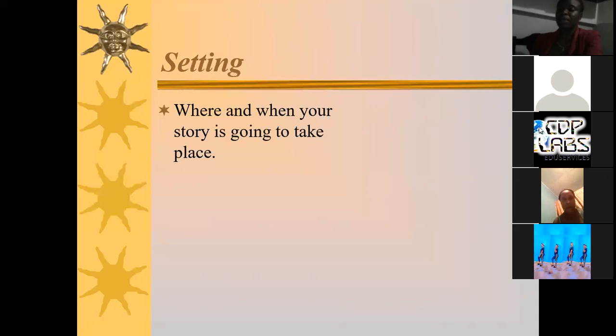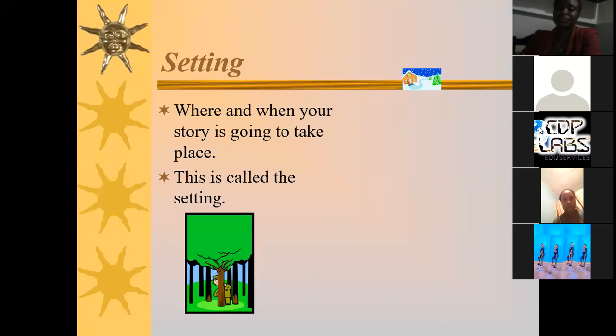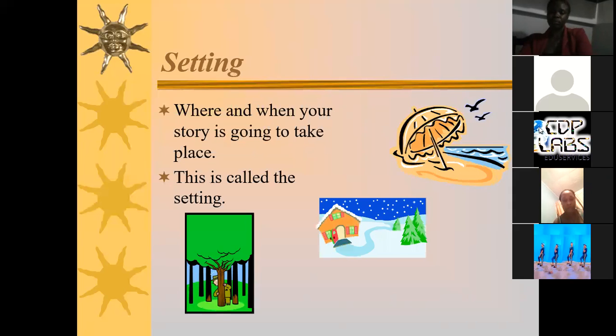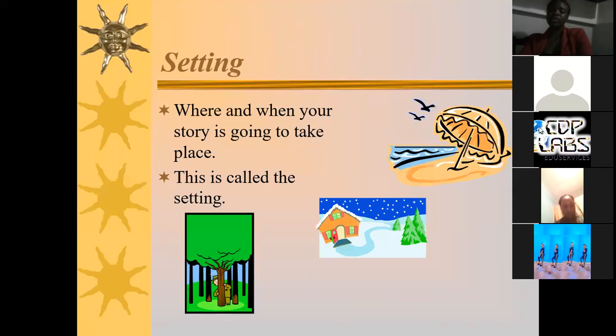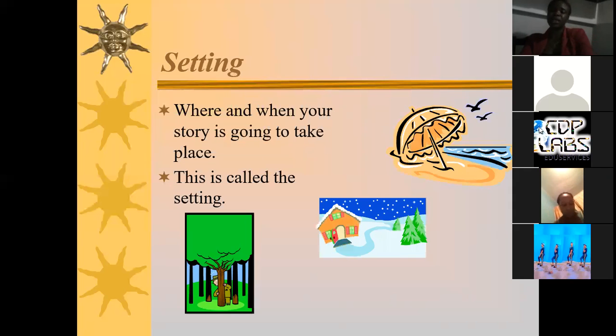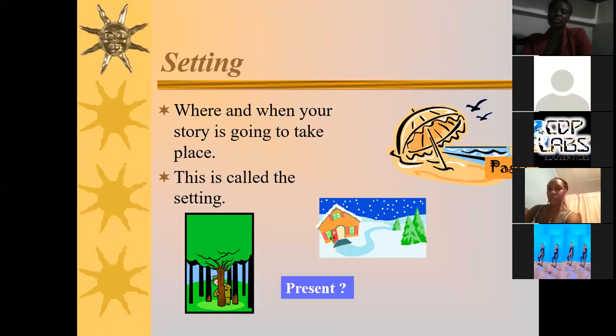Also, remember, time could be historical time. Time also could be day or night, that sort of thing. All right? So that's setting. So your story could be taking place on the beach, could be snowing, could be in the forest, could be in the present, the past, the future. All right, so that's that.